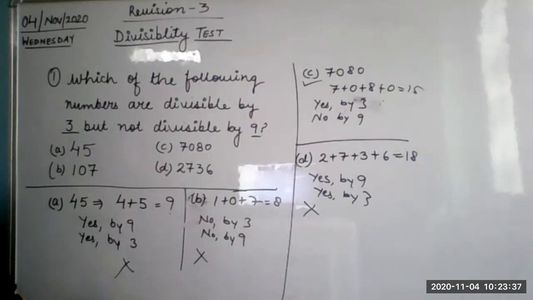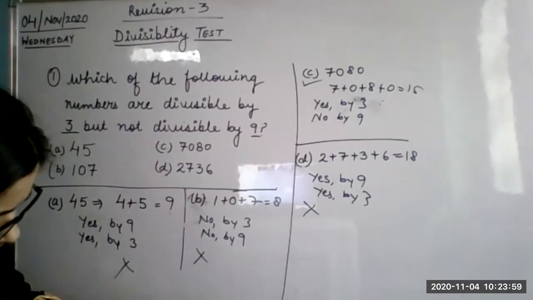Okay? Just complete it quickly. Let me check some of the answers of those who have sent. Dhwani sent again. Dhwani, 107 divisible by 3 but not by 9. Okay, C part is the correct one. B is not correct. Dhwani, B is not correct. C is the correct one.